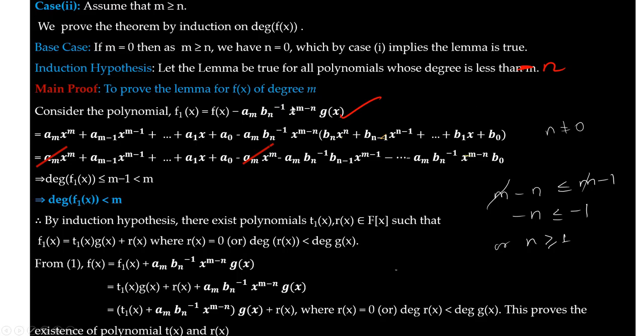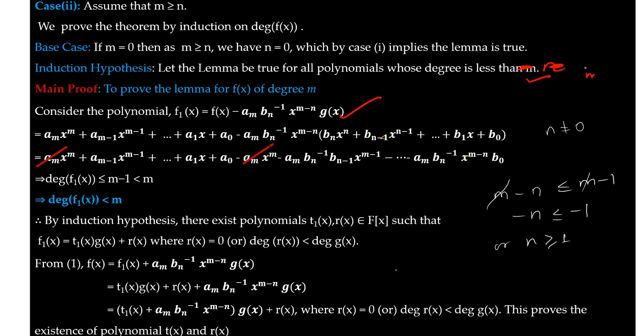So you have m greater than or equal to n case. When m is 0, n is 0, this case is already 0. Both of them are 0, so that case is already discussed. Now, induction hypothesis: let the lemma be true for all polynomials whose degree is less than m. It is not n, it is m only.